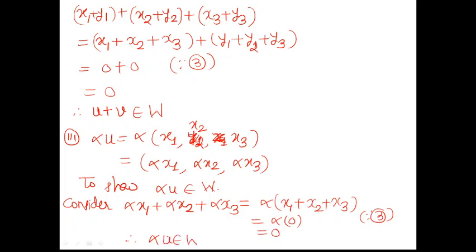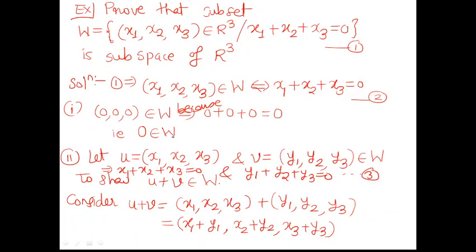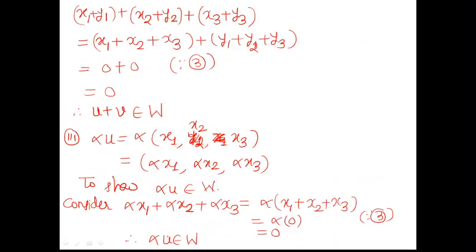alpha u belongs to W. So just recall what we have shown: 0 belongs to W, then u plus v belongs to W whenever u and v are elements of W, and alpha u belongs to W if alpha is a scalar and u is an element of W. So from these three, the conclusion is that W is a subspace of R cube, as all three conditions are satisfied.